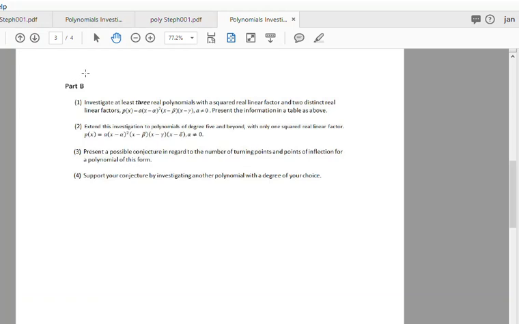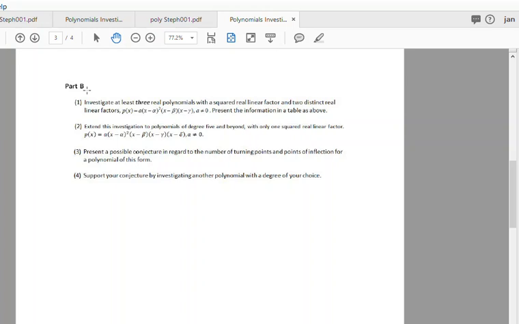In part B, you've made your conjecture, and that conjecture was centred around a polynomial of the form of linear factors. Now you're thinking, well, is it true for polynomials of other forms? So that needs to be a link between part A and B.